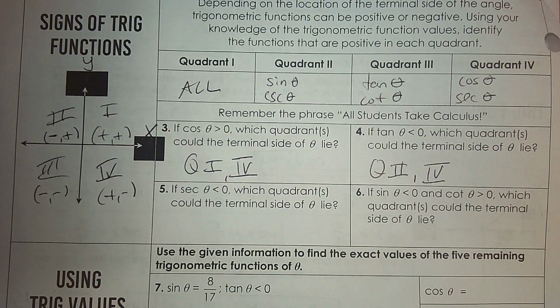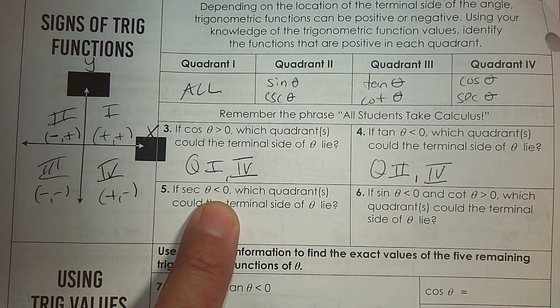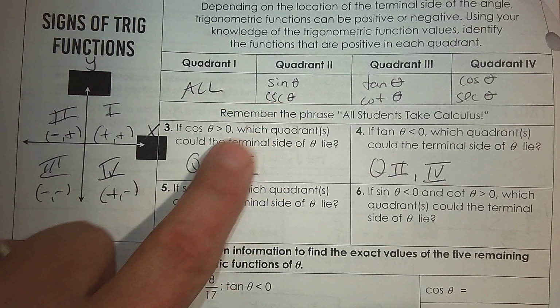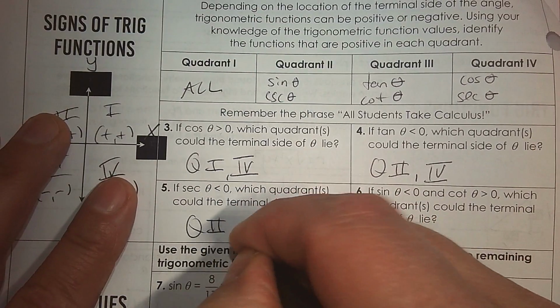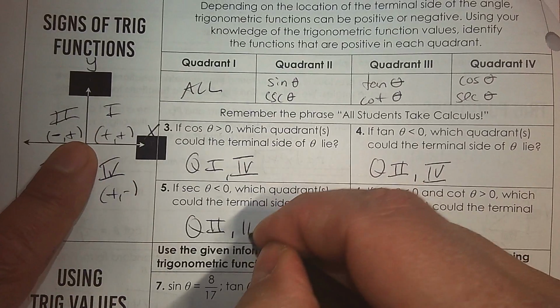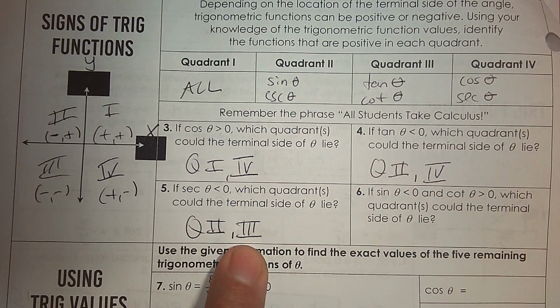If secant is negative, what quadrants could it be? Again, we're talking less than 0, negative. So not quadrant 1, they're all positive. Quadrant 2, yes, it's negative. Quadrant number 3 as well, but not 4, because in 4 it's positive. So it's 2 and 3 where it's negative.